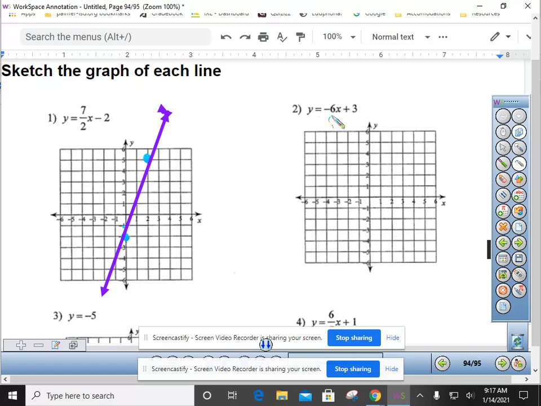Number 2. What is the y-intercept? 3. Put a dot on the 3. What is the slope? Negative 6. And how do we make it a fraction? 6 over 1. Put it over 1. What do we do now first after we put our dot? Go down 6. 1, 2, 3, 4, 5, 6. And then we run 1. And then you take your straight edge and connect your dots going all the way through the grid. Mine didn't go all the way through, but it's okay.